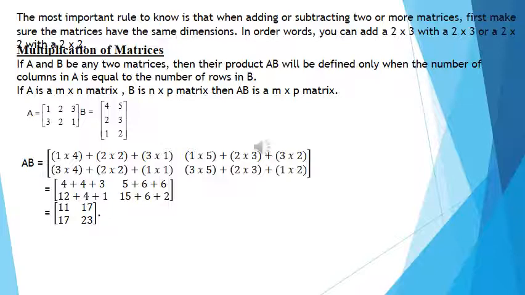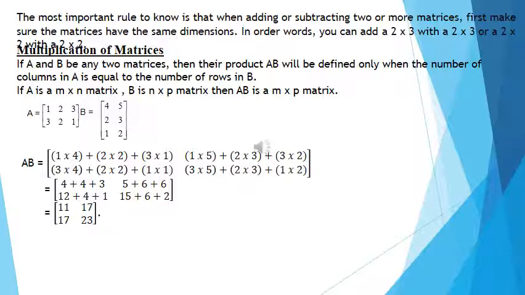And similarly, for the next one, the first row, second column element will be 1 into 5, 2 into 3, 3 into 2. The first row elements of A multiplied with B column 1 elements will give you AB first row, first column. The first row elements of A multiplied with the second column of B will give you the first row, second element: 1 into 5 plus 2 into 3 plus 3 into 2.